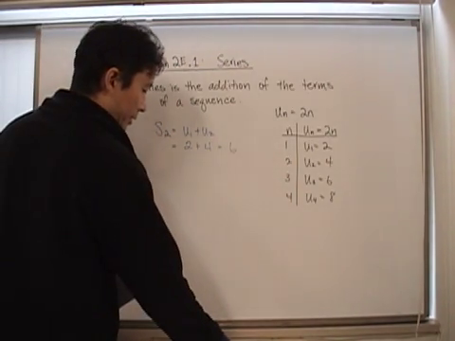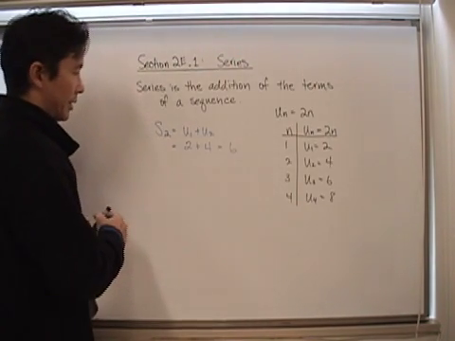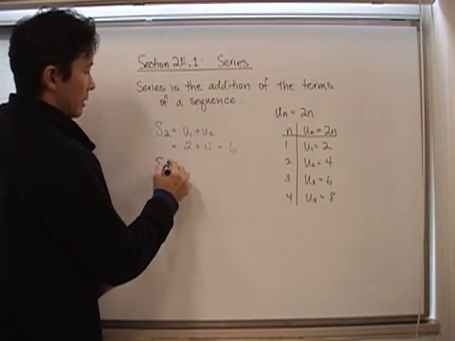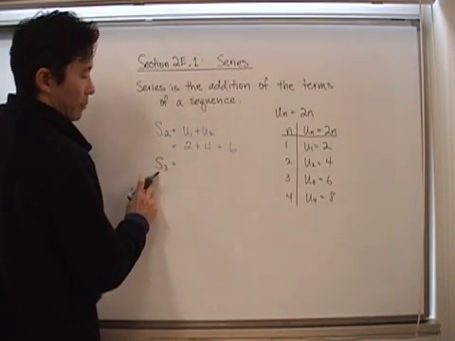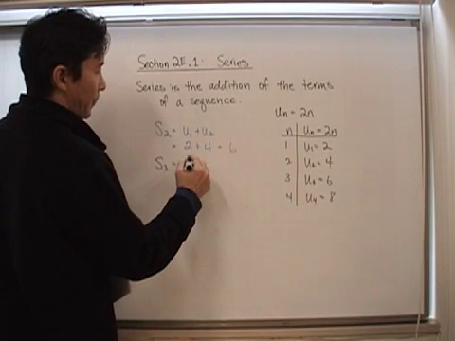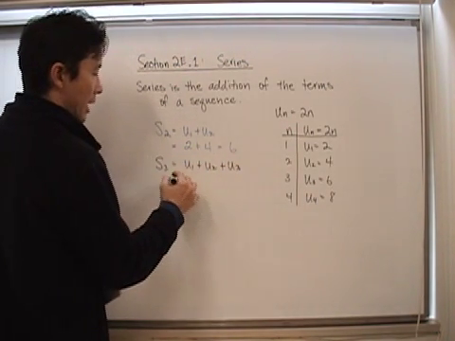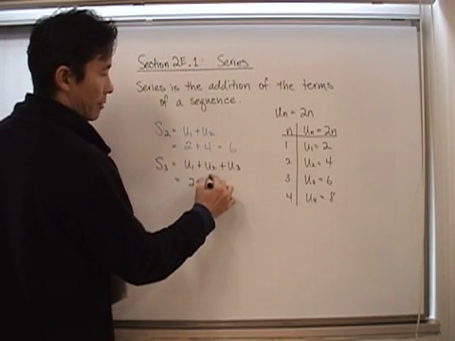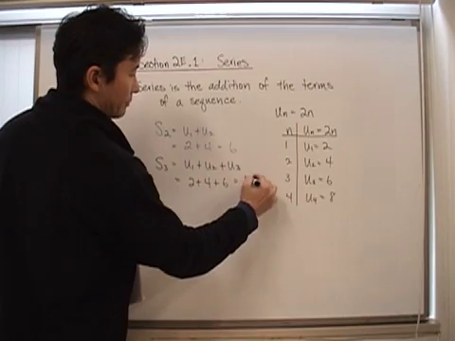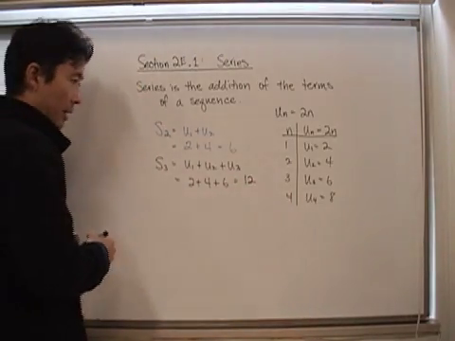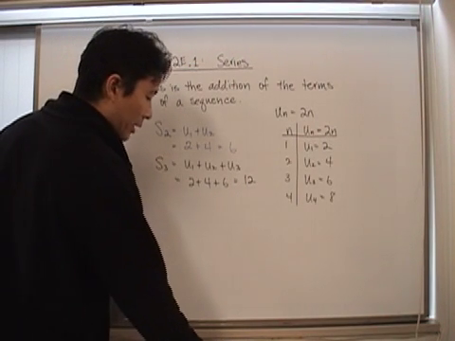Okay, I could also say, what if I wanted to add the first three terms? Well, then the series of the first three terms, or the sum of the first three terms, is going to be represented by this series notation. And I go u sub 1 plus u sub 2 plus u sub 3. And I know that this is going to be 2 plus 4 plus 6, and that is going to be equal to 12. Now, of course, I could do it for 4, I could do it for 5, I could do it for as many numbers as I want.